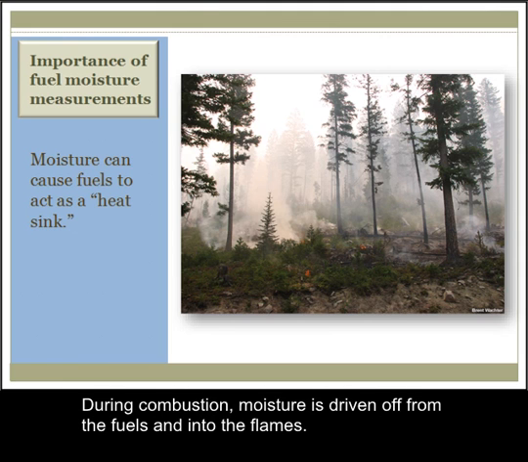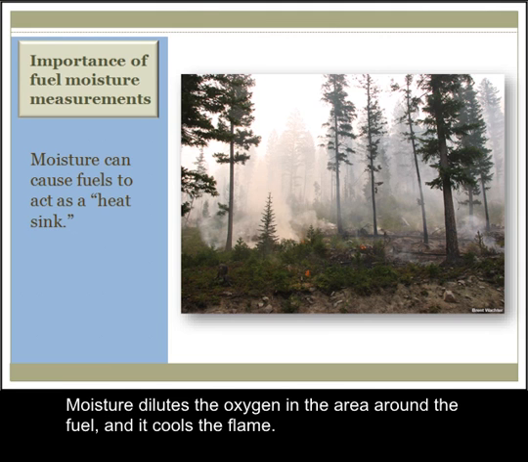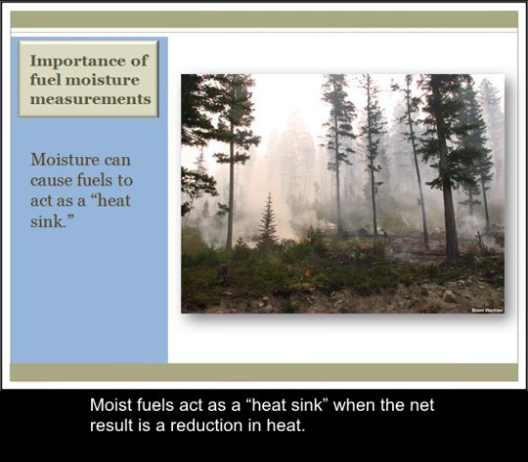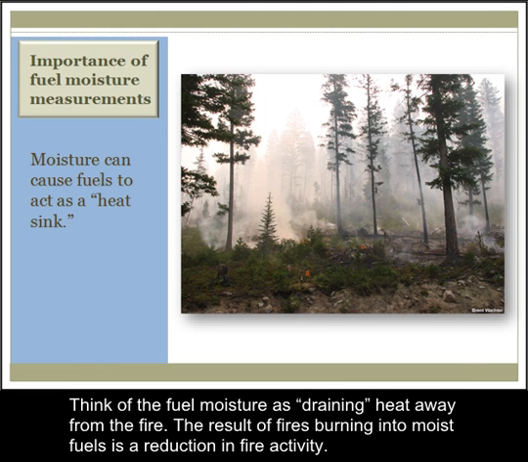During combustion, moisture is driven off from the fuels and into the flames. Moisture dilutes the oxygen in the area around the fuel, and it cools the flame. Moist fuel acts as a heat sink, and the net result is a reduction in heat. Think of the fuel moisture as draining heat away from the fire. The result of fires burning into moist fuels is a reduction in fire activity.